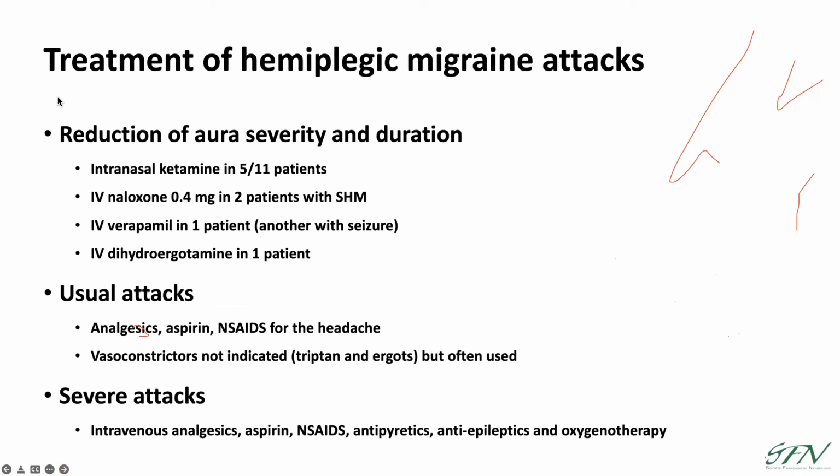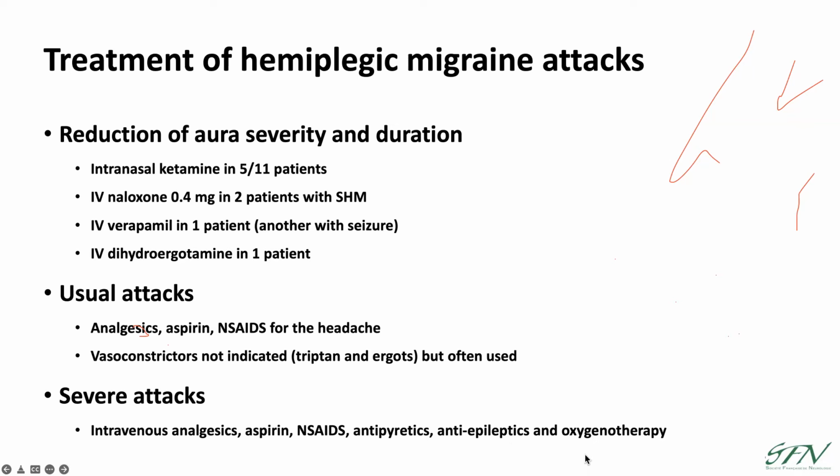For the attacks, it has been published that some rare cases observed a reduction of aura severity and duration after the administration of intranasal ketamine, but you see, it was only in 5 of 11 patients. IV naloxone in 2 patients, IV verapamil in 1 patient, but in another, this same treatment caused a seizure, and IV dihydroergotamine.